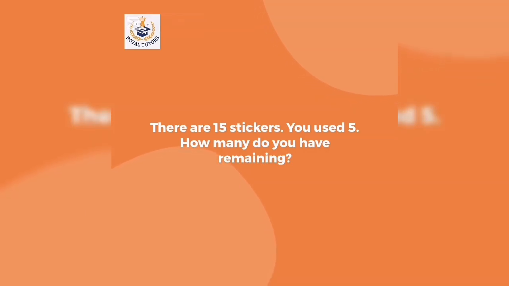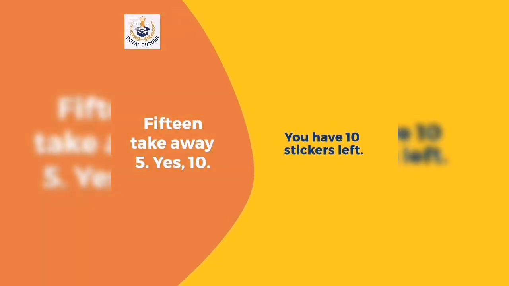There are 15 stickers. You use 5. How many do you have remaining? 15 take away 5. Yes, 10. You have 10 stickers left.